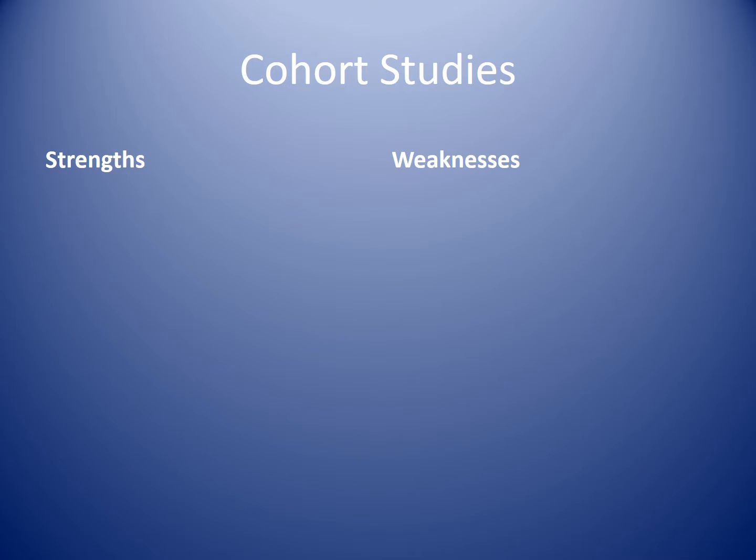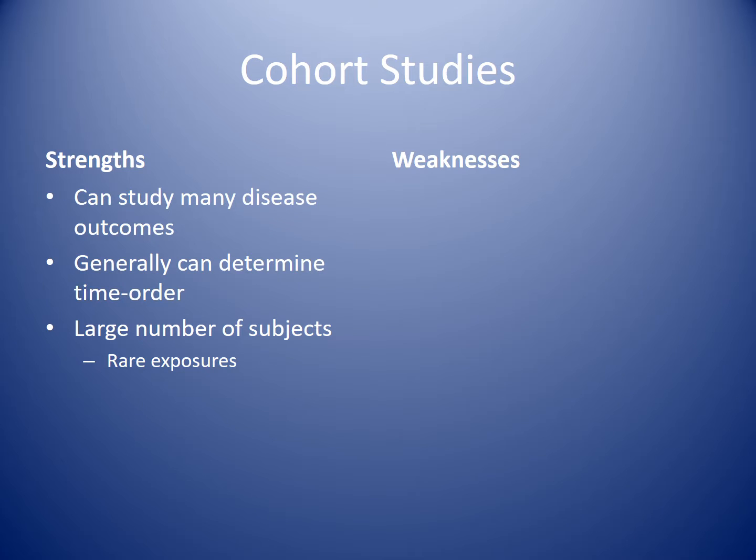Okay, so we've seen examples of 3 cohort studies where you follow a group of people over time and watch what happens to their health. The strengths of this type of study is that you can study many different disease outcomes. This is probably the greatest strength. You can study cancer and cardiovascular disease and muscular dystrophy and MS and any other disease that you could possibly think of. All of those develop over time, and so you can study anything that develops over time.